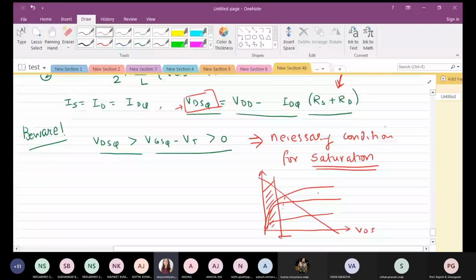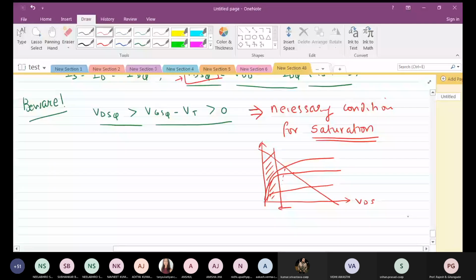So you have to be aware of this situation. You have to always check whether the VDSQ is greater than VGSQ minus VT or not. In fact, this will be your VOV. So it has to be greater than VOV.